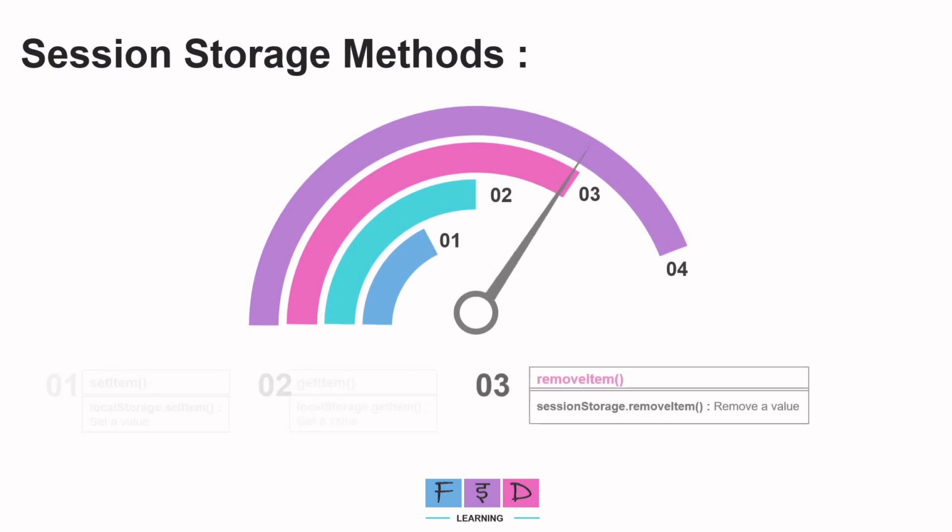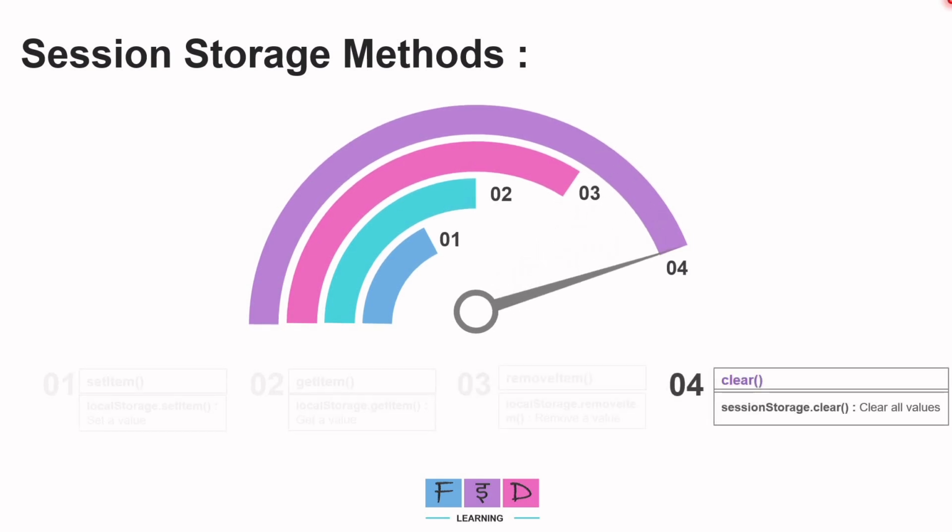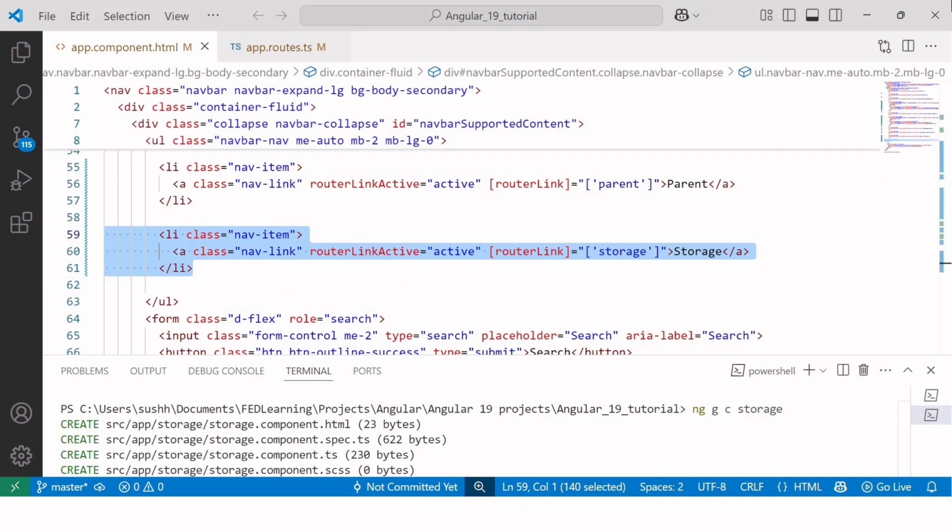Third method is removeItem, sessionStorage.removeItem. It deletes a stored value. And last, clear, sessionStorage.clear. It deletes all stored values. So these methods make it easy to work with session storage in your Angular application. Now let's switch to Visual Studio Code Editor and try out all four methods.